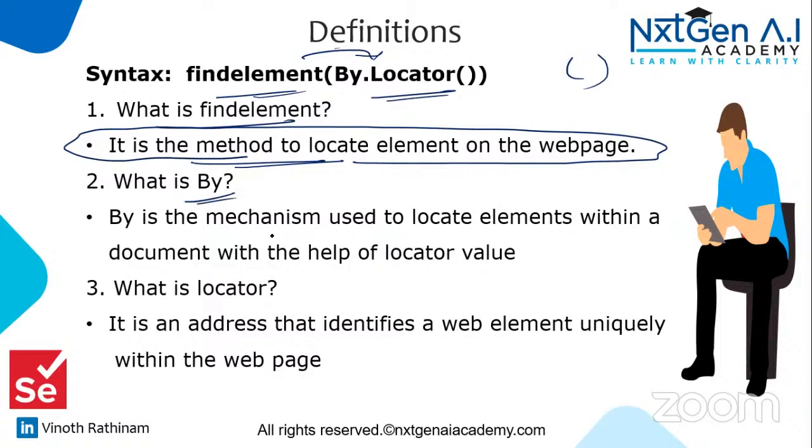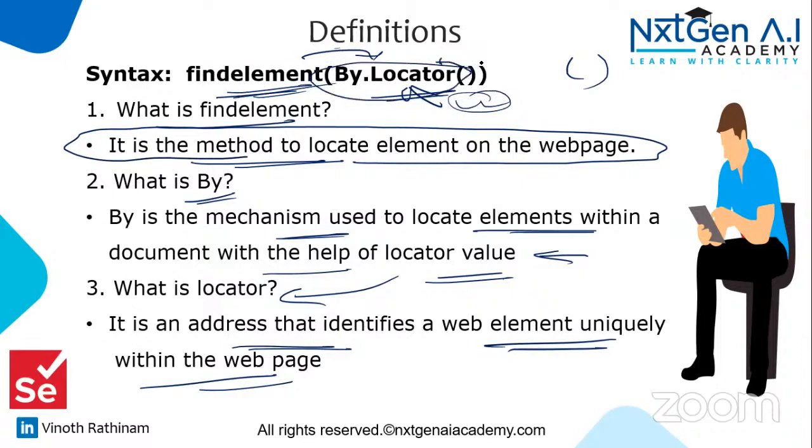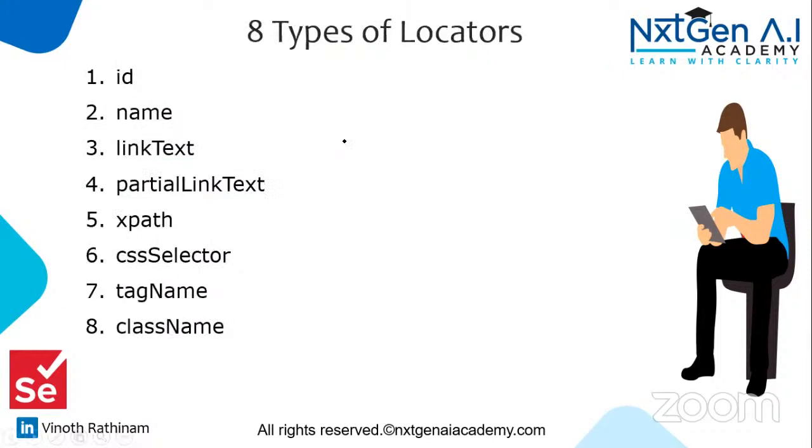What is By? It is a mechanism used to locate an element within the document with the help of an attribute value or locator value. And again, what is this locator? It is an address that identifies a web element uniquely within the web page. Nothing but here you have to give some exact value, so that the unique car number plate can be found. So this is the one place you have to think and code it. So some rules are there.